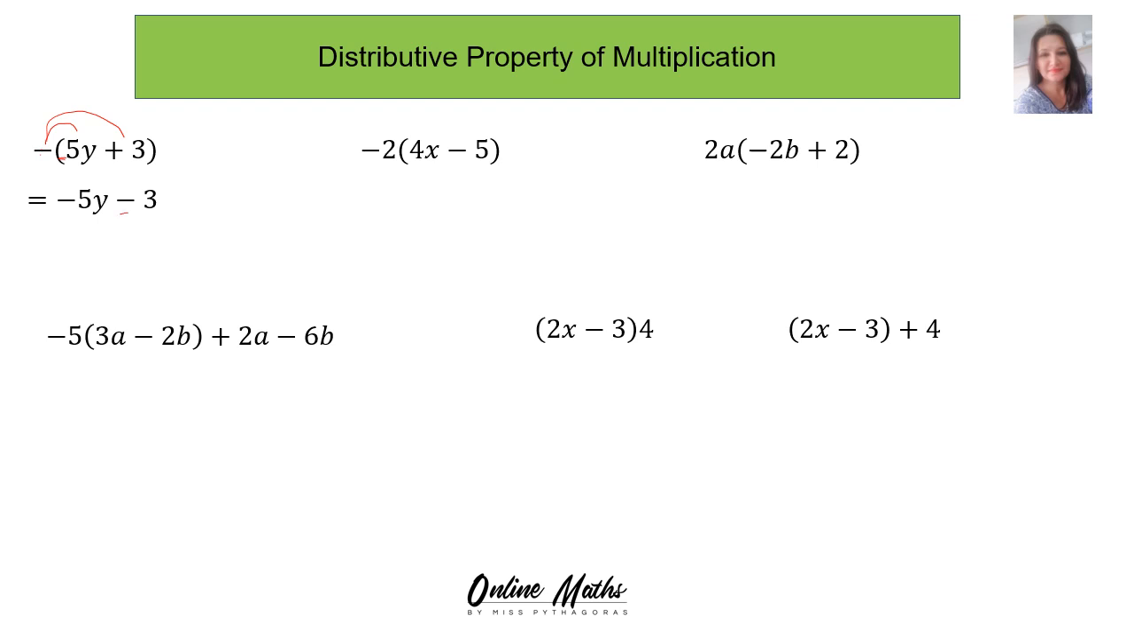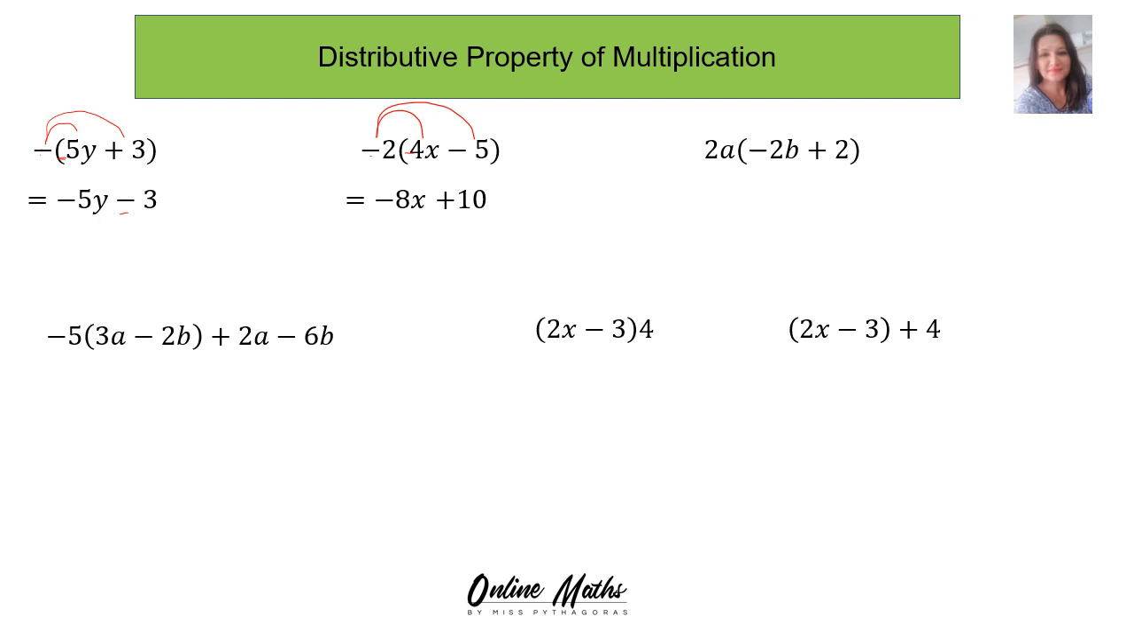And then again, they are not like terms, so you can't add them. Next example. Using the distributive property of multiplication means we're going to say negative 2 times 4x is negative 8x, because a minus times a plus is a minus. And then for the next one, negative 2 times negative 5 is plus 10. And again, you cannot add them. They are not like terms.